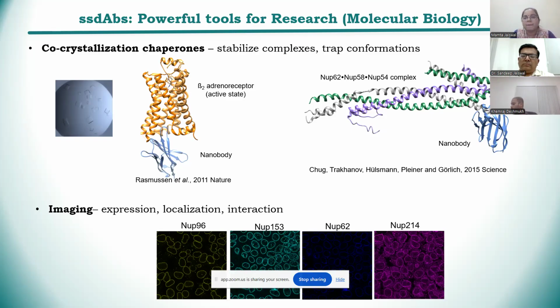The nucleopore complex of 62, 58 and 54 alone was not able to crystallize. But once we had the nanobody binding to this complex, the protein was crystallizable, and we could determine the structure. Nanobodies are also used for intracellular imaging of nuclear pore proteins. Here are a few examples, and if you compare to conventional antibodies, they are very specific, and you can see very clean images.